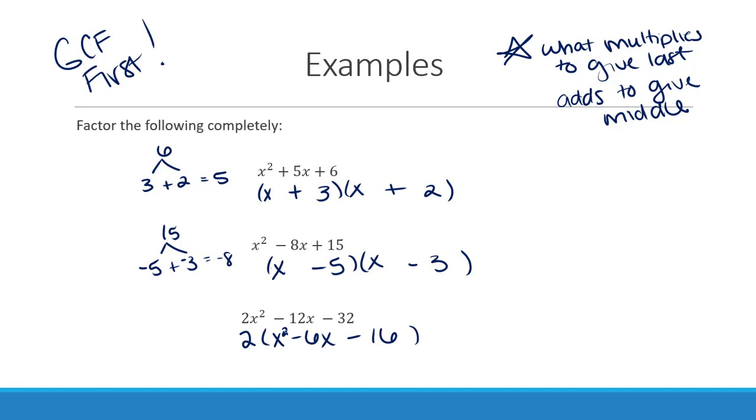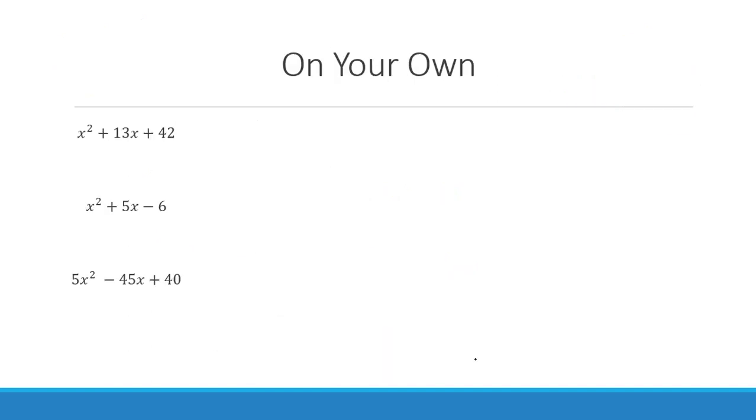I'm not finished though, because now I have to look in here and say, well, can I factor this? What multiplies to give me negative 16, but will add to give you a negative 6? You could do a negative 8 and a positive 2, adds to give me negative 6, multiplies to give me negative 16. Notice how I write my answer though. That GCF that I took out at the beginning has to be a part of your answer. You always bring that GCF down. So now I'd have x times x gives me x squared, and then negative 8 and positive 2. So my final answer is 2 times x minus 8 times x plus 2.